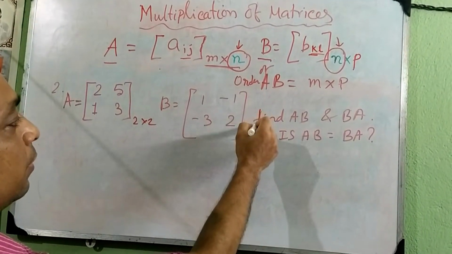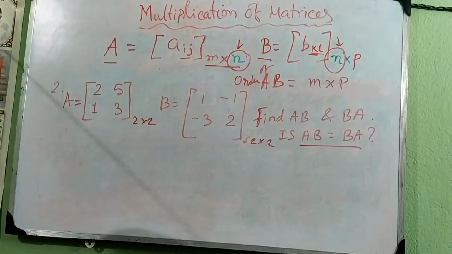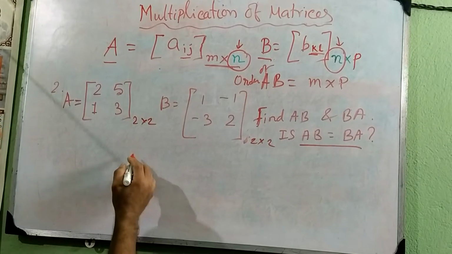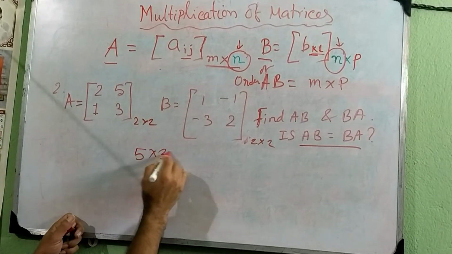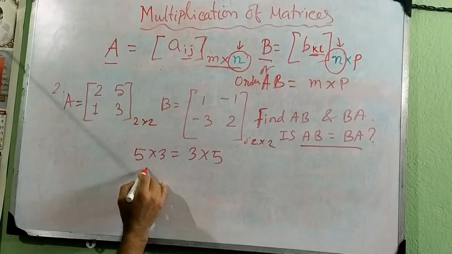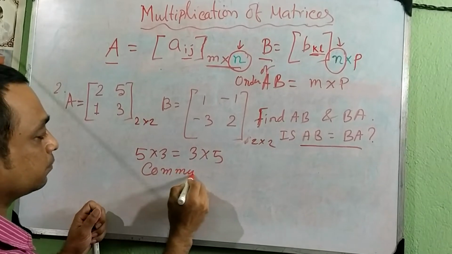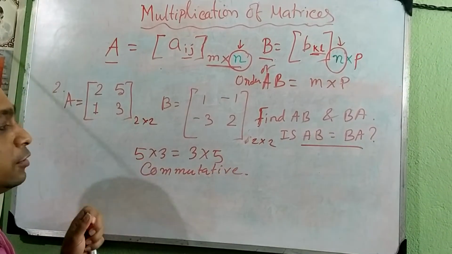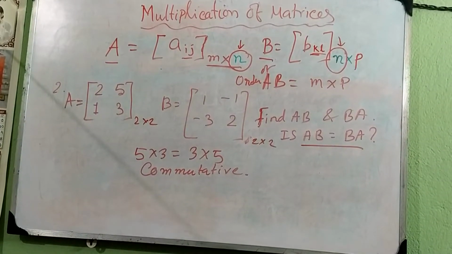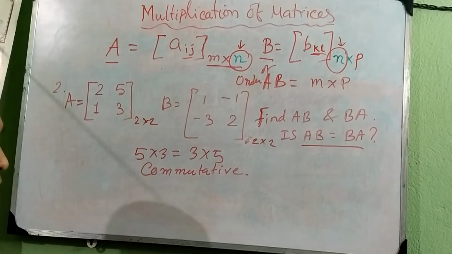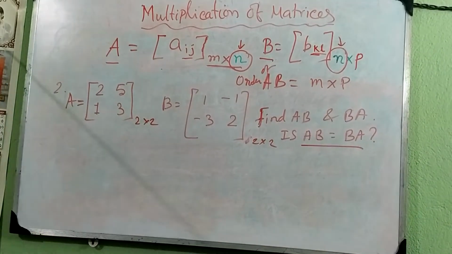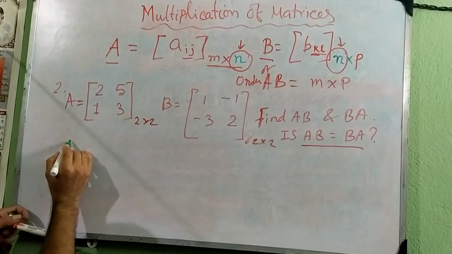Now here it is asked whether AB and BA are the same or not. Generally in lower classes you learn that 5 into 3 is the same as 3 into 5. This is called the commutative property. This commutative property holds for integers and for rational numbers as well. So we will see whether this commutative property holds for these matrices or not.